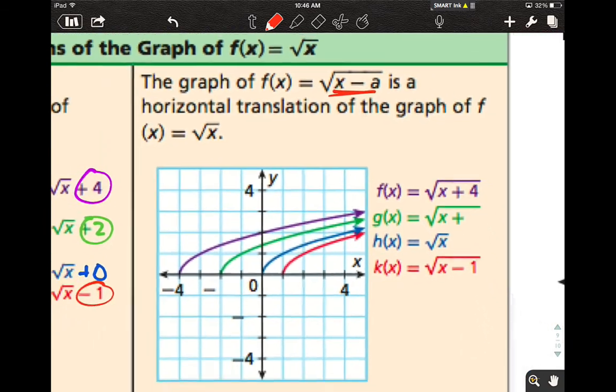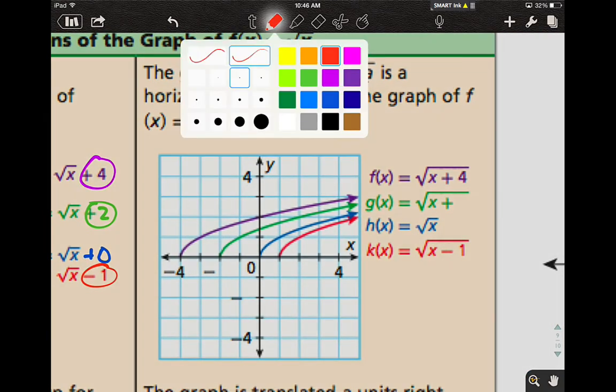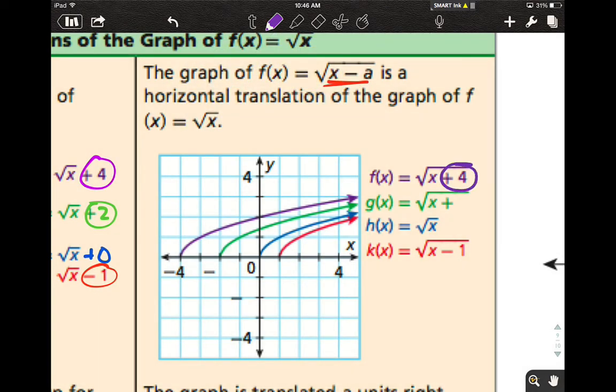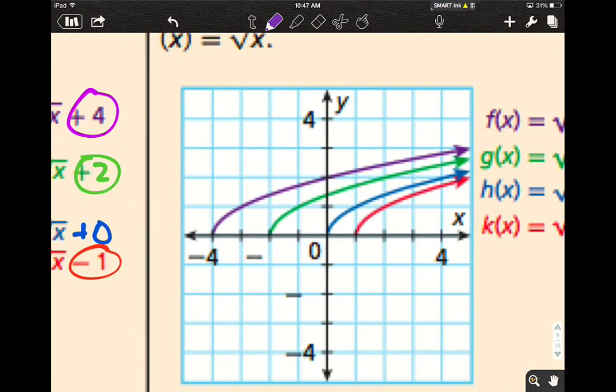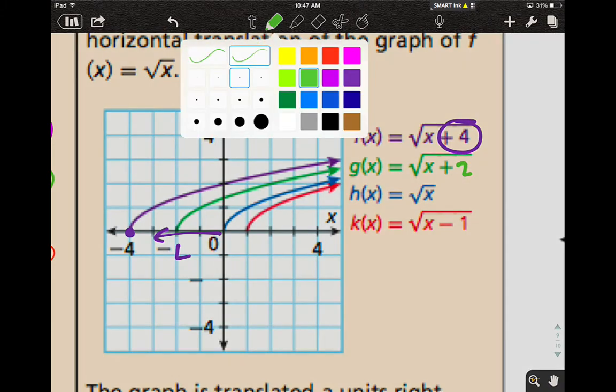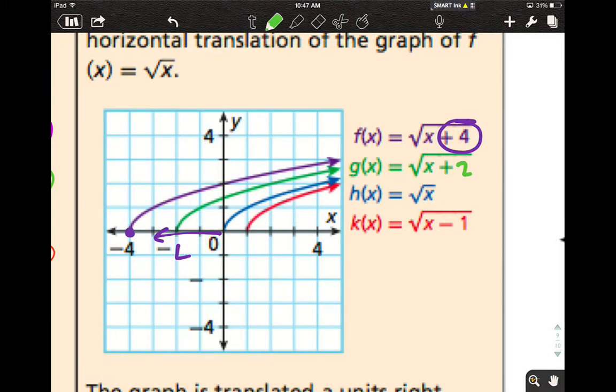Okay, this is super cool because they all connect. The purple one now is moved. If I add 4, remember how it kind of goes in the opposite direction? My x-intercept, I've moved it to the left 4 spaces. Okay, the green one, again, somehow I lost this 2 here. This is a plus 2, so I'm going to move it over here to left 2 spaces because of that.